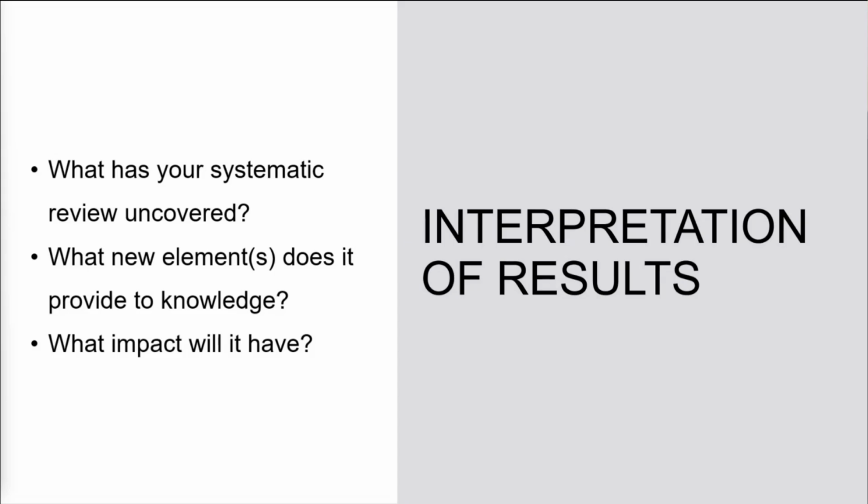So while writing it up, we recommend following those reporting guidelines I was talking about before, like PRISMA, and also looking at the guidelines for that journal. What do they need you to include for a systematic review?